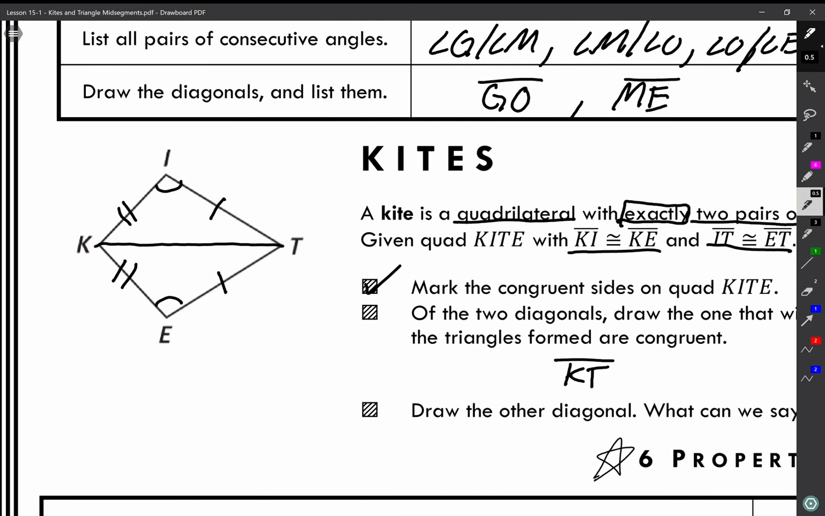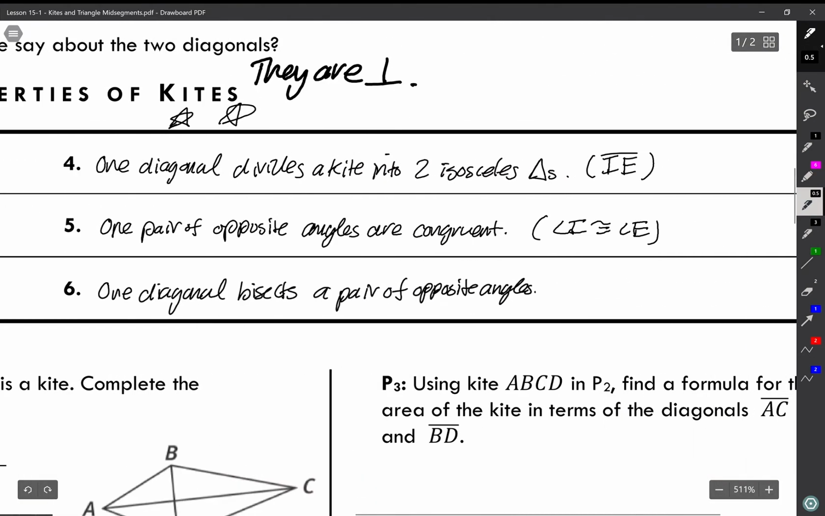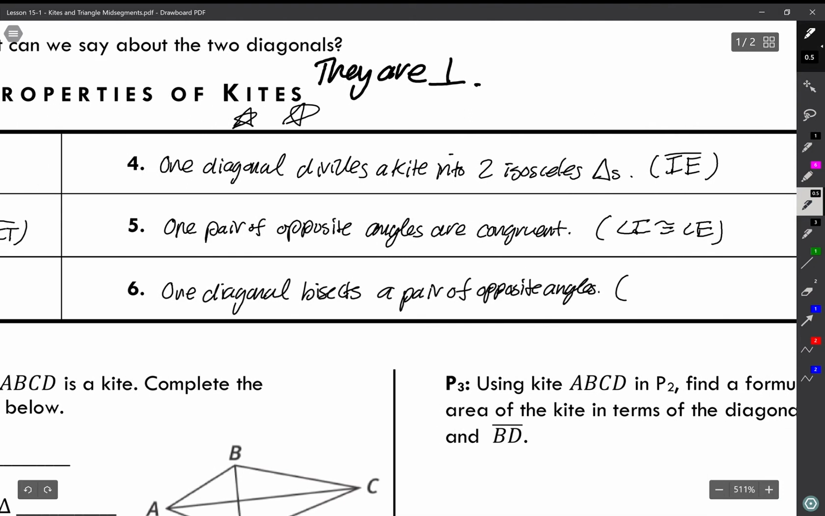So I draw KT right here, and it looks like it's splitting both of those. It's going down angle K and angle T directly down the middle. If I was to draw this other one, it's not going to go directly down the middle. I see this angle is a little bit bigger than that one, and that tells me it's not actually bisecting those angles. But we have that these angles are congruent and these angles are congruent, because KT is bisecting those angles. So we'll say right here, the diagonal that's doing this bisecting is KT.